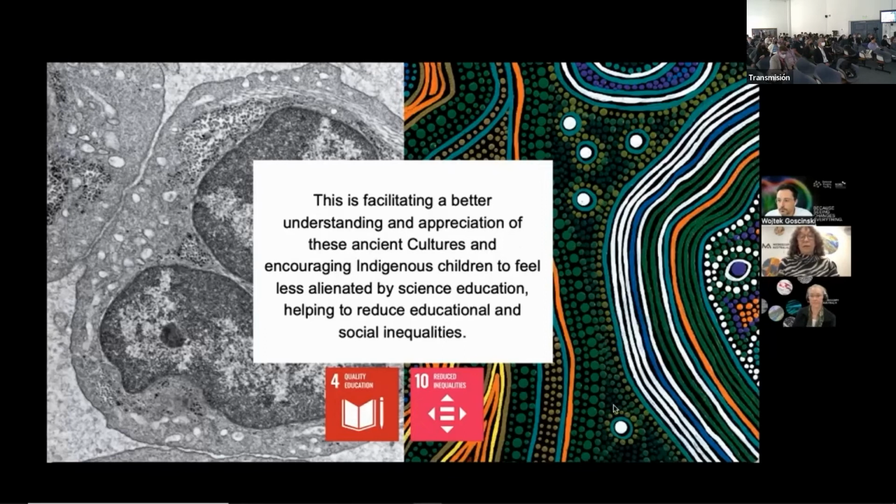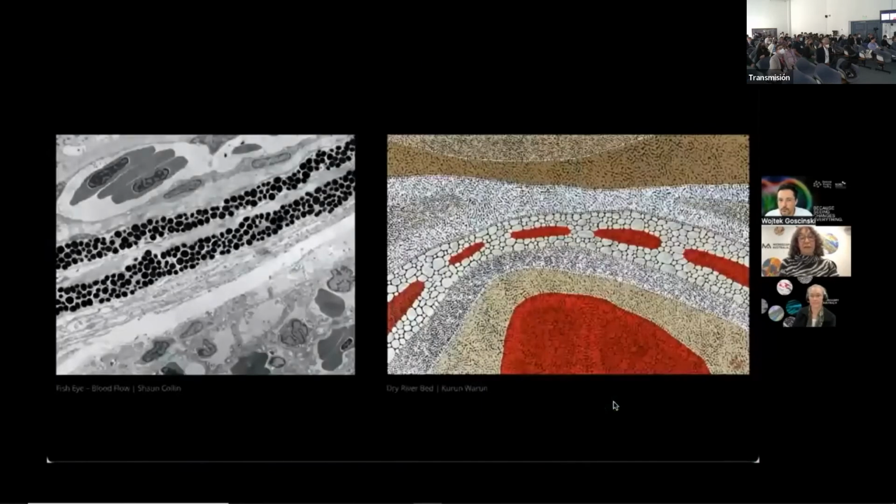I now just want to show you a few of these pairings of TEM images and artworks. On the left, you'll see a TEM image of a section through a fish eye and blood flow, and on the right, an image by Aboriginal artist Curran Warren of a dry riverbed, but with the hidden water below the surface, which is the lifeblood of their culture.